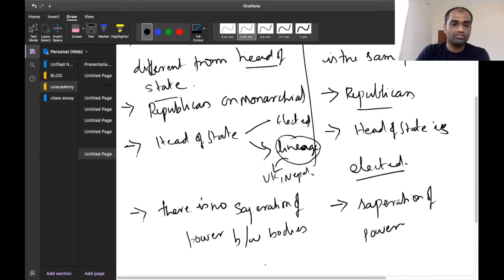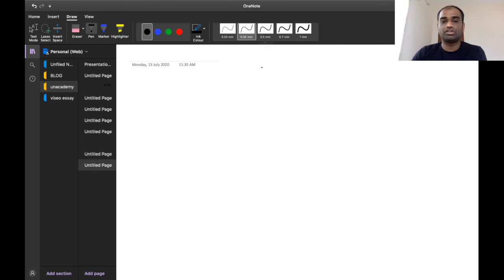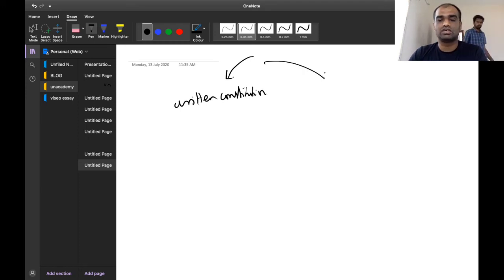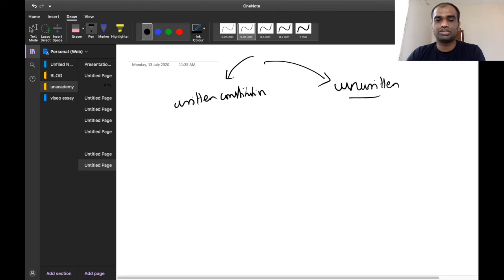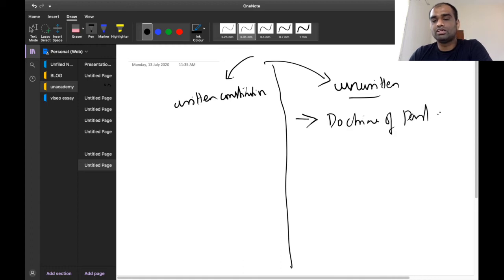So this is one type of classification in constitutions. There is another type of classification called written constitution as well as unwritten constitution. Okay? So this is another type of classification. Now, in the case of an unwritten constitution, this follows a principle called the doctrine of parliamentary supremacy.